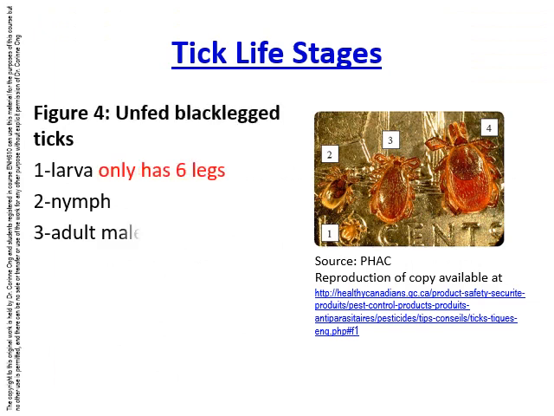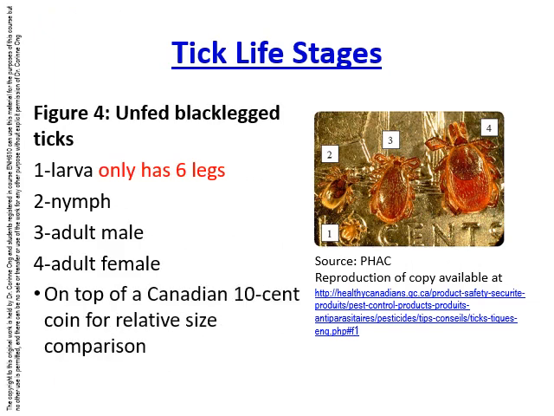The picture on the right shows ticks at different stages of their life cycle. It is better to view unfed ticks as they give a more accurate picture of the size difference between the various stages. The larva is very small and fits into the 0 of the 10 on a Canadian 10-cent coin. The nymph is about twice the size of the larva, and the adult male about twice the size of the nymph. The adult female is the largest of all and is slightly larger than the adult male.